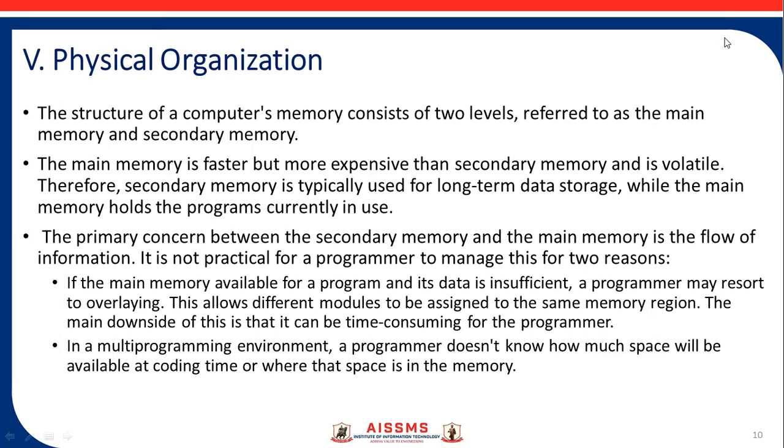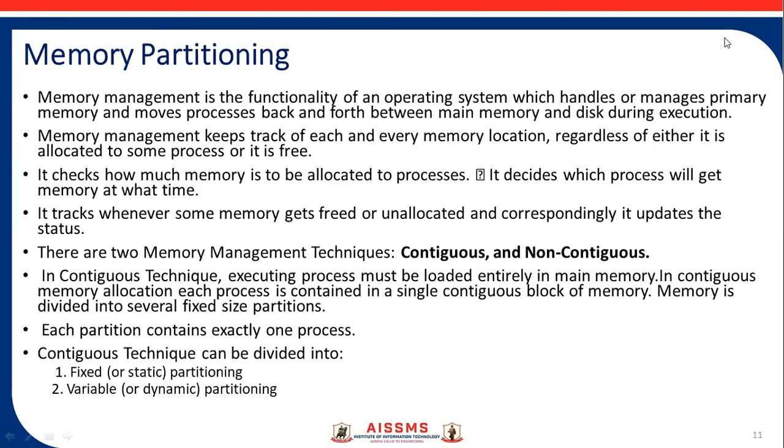So there are two memory management techniques. First is contiguous memory management and next is non-contiguous memory management. In the contiguous technique, the executing process must be loaded entirely in the main memory, and in contiguous memory allocation, each process is contained in a single continuous block of memory. Memory is divided into several fixed size partitions. Each partition contains exactly one process. Contiguous techniques can be divided into two types. First one is fixed or static partitioning. Next is variable or dynamic partitioning.